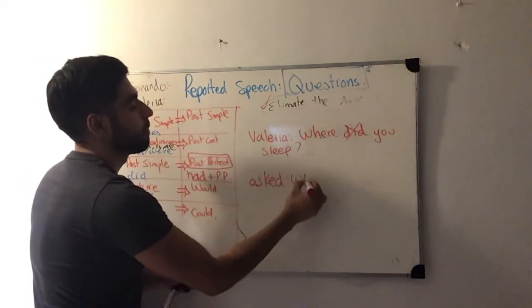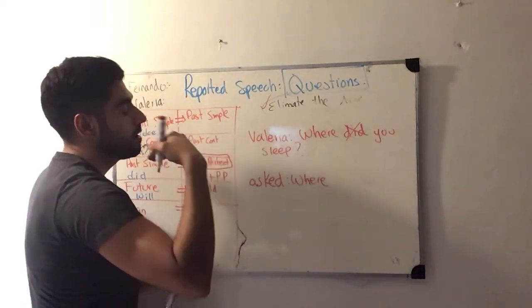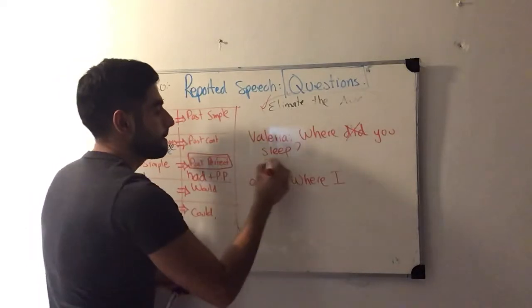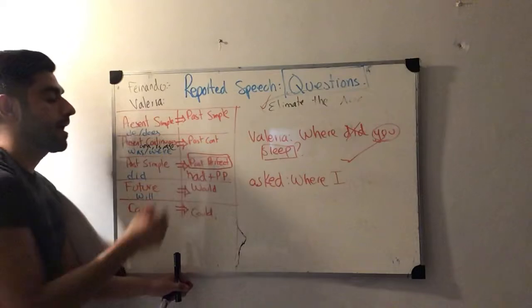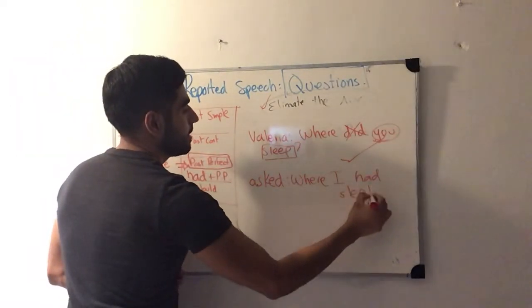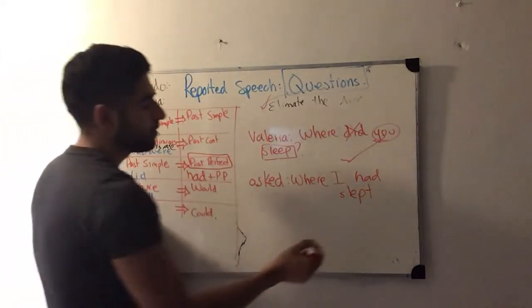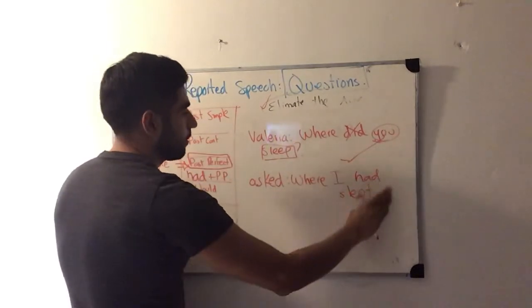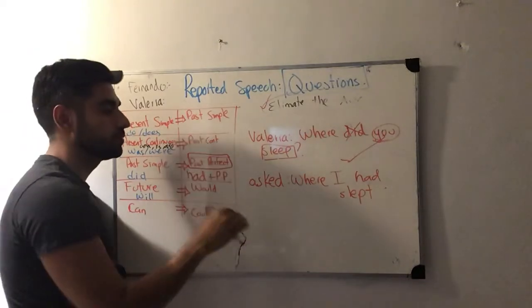Valeria asked me where you, remember, you are the person who is reporting the information, where I, main verb is sleep, where I had slept last night. Okay? And I don't know if I did it, but probably I didn't do that. We don't have to write the question mark because it's not a question. Remember, you are just reporting on information. Okay? So in this case, we don't have to repeat that.